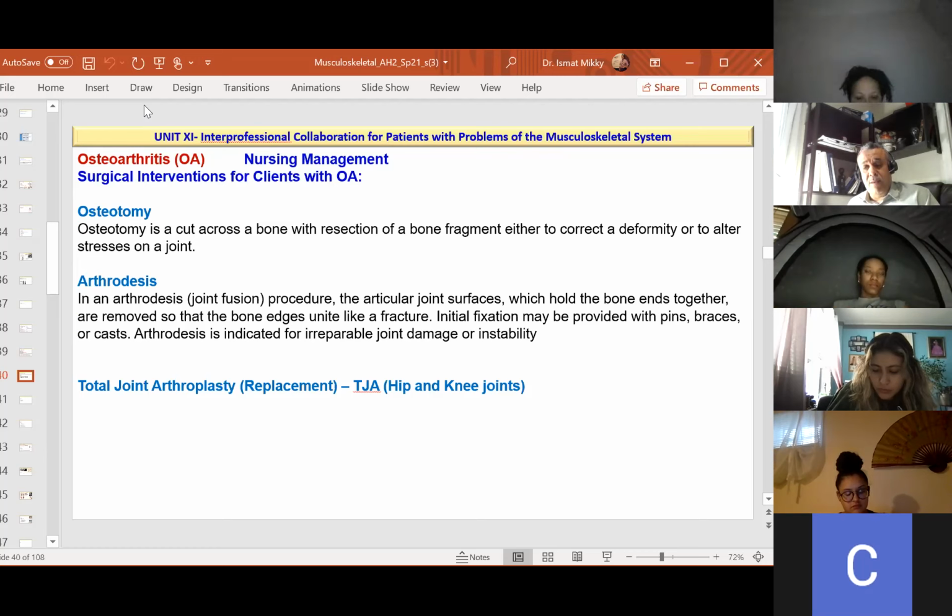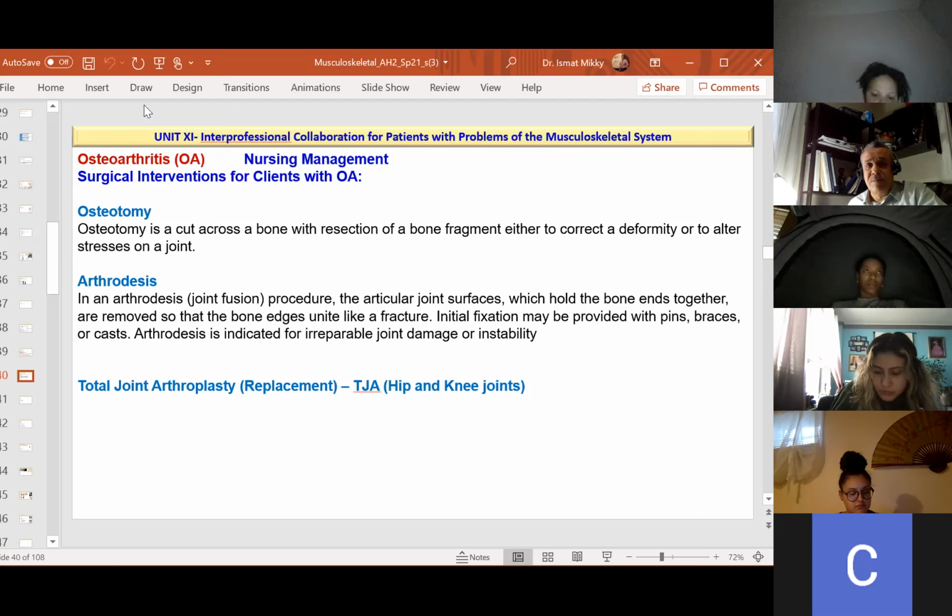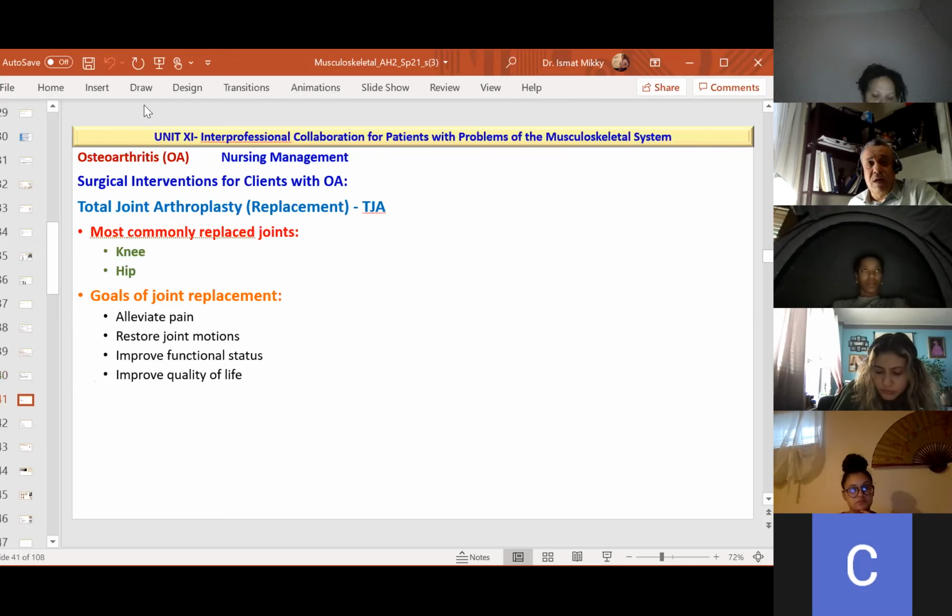So the client needs a shoe lift post-op to maintain a normal gait. They may also experience low back pain due to that limping or shortening of the affected extremity. That's why it's important that they always wear that shoe lift, so that it prevents low back pain post-op.